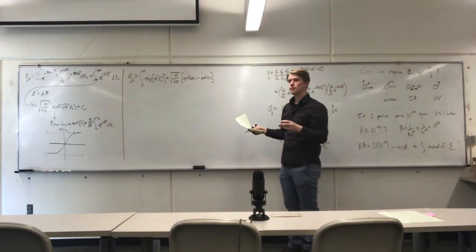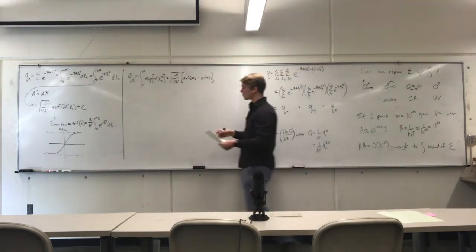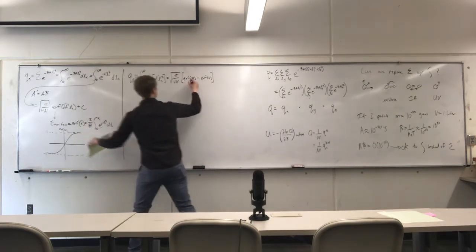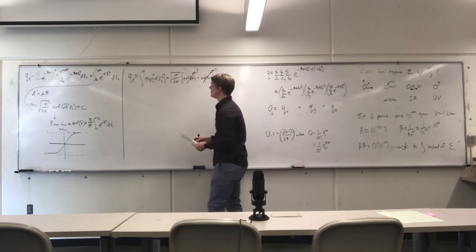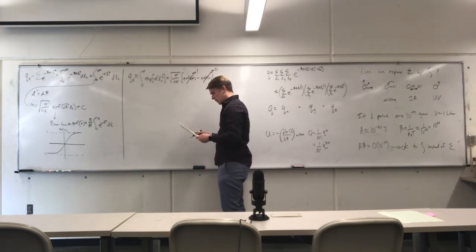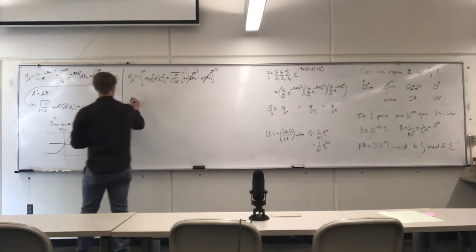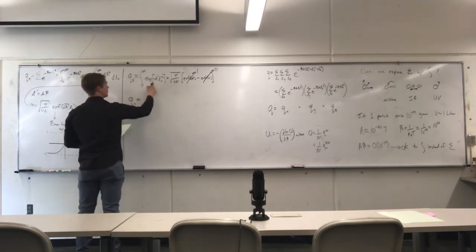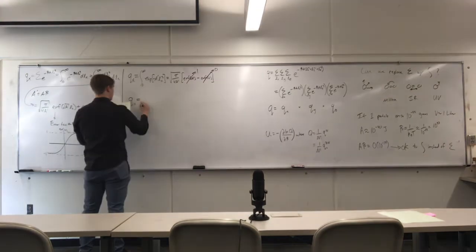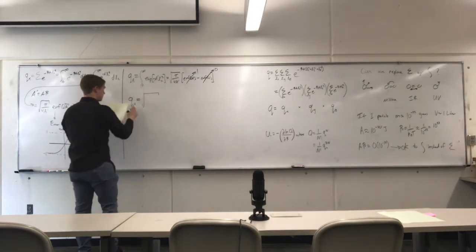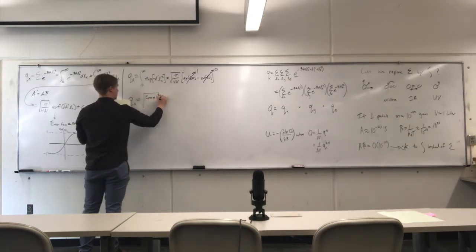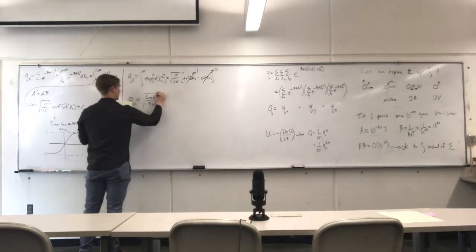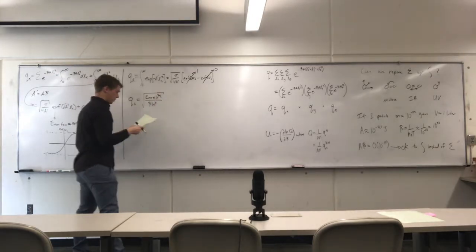Got a definite integral, so we just do the bounds. At infinity, the error function is equal to 1. At 0, the error function is equal to 0. So if we do all the substitutions here, we get that the single particle partition function for the x translation is this big chunky mess.